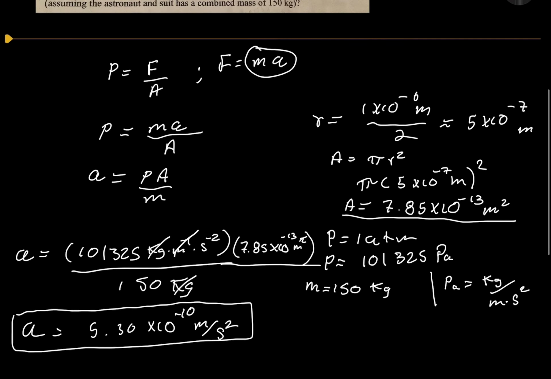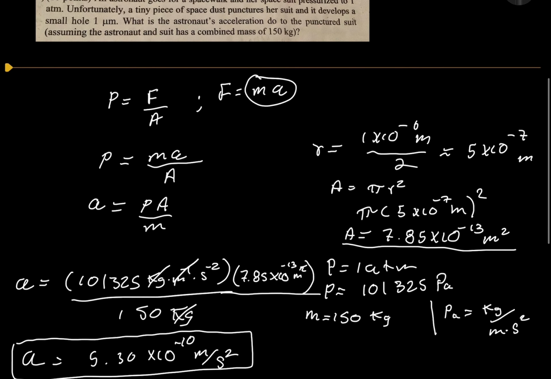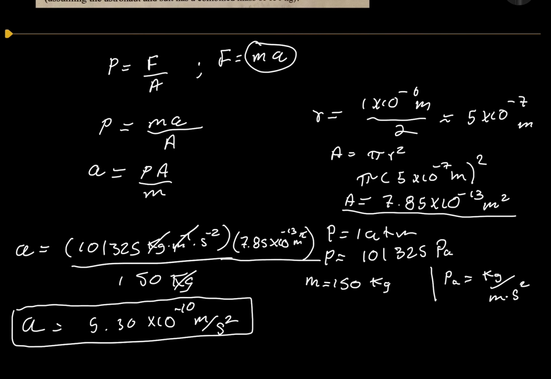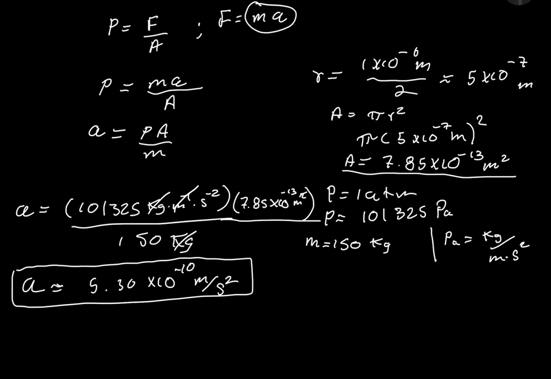So what we did here, I think the most challenging thing was first to know the relationship between force, mass and acceleration. And I think once you know that, then it's very straightforward. We also needed to find the area of a circle, and to know that 1 atm can be expressed in pascals. But other than that, I think this is a fairly straightforward example. If you have any questions, please let me know in the comments below.